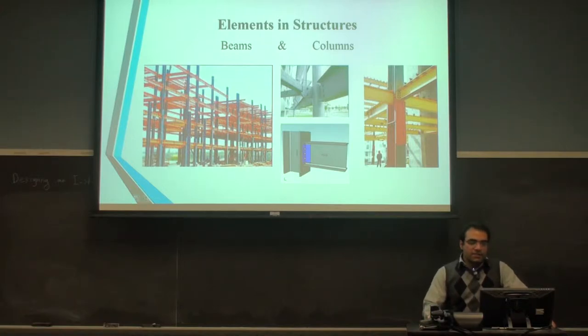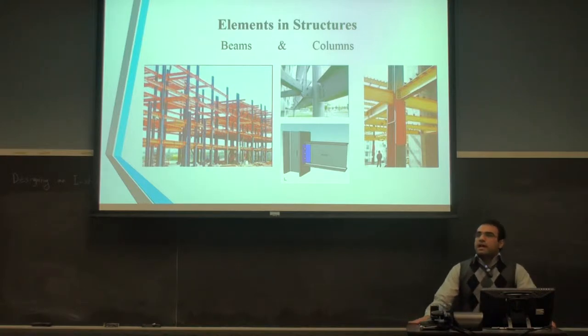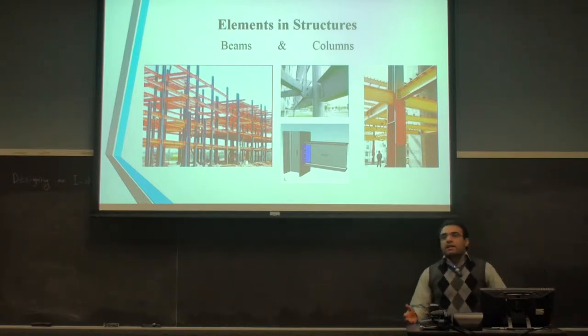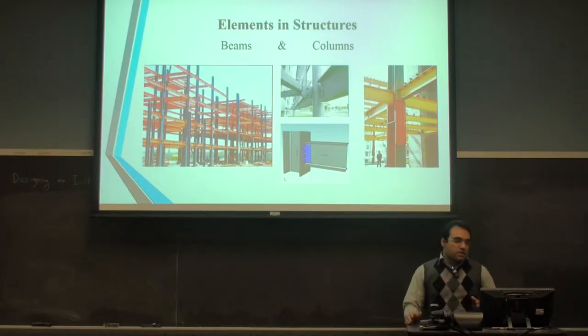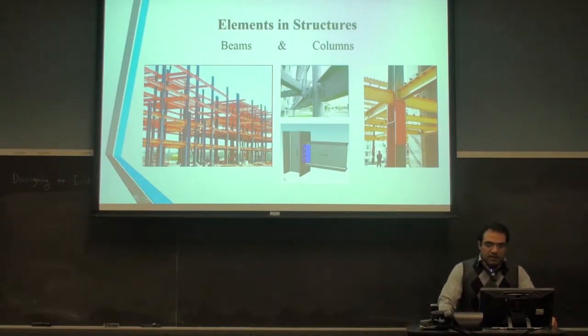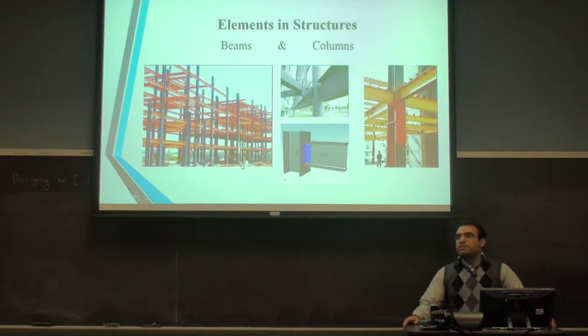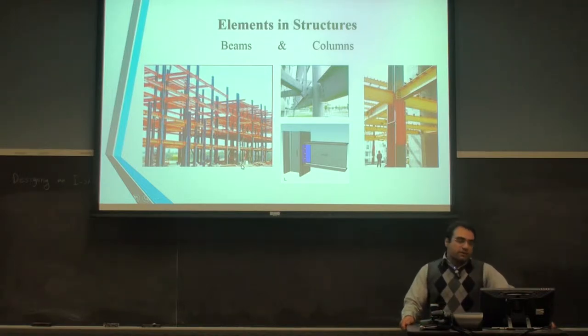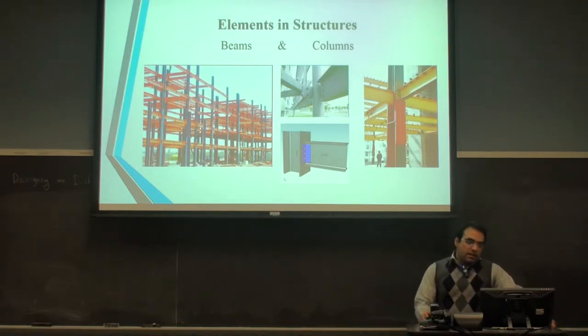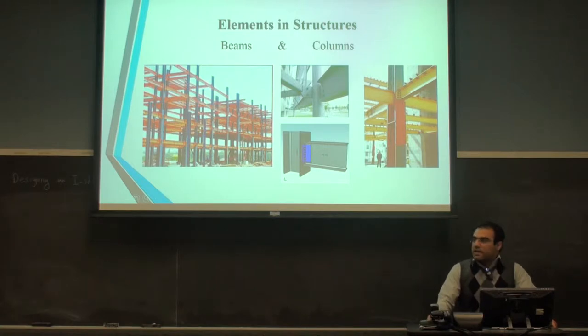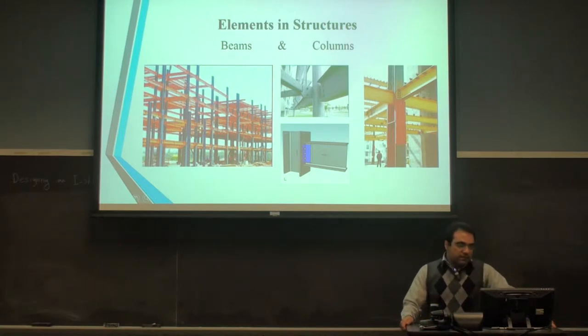Here in this picture, you can see a net of beams and columns that are connected to each other. Beams carry the roof's load and columns carry the beams' load. Finally, down here you can see the foundation. The foundations carry the loads of the columns. In these three pictures, you can see the connection between different beams and columns.